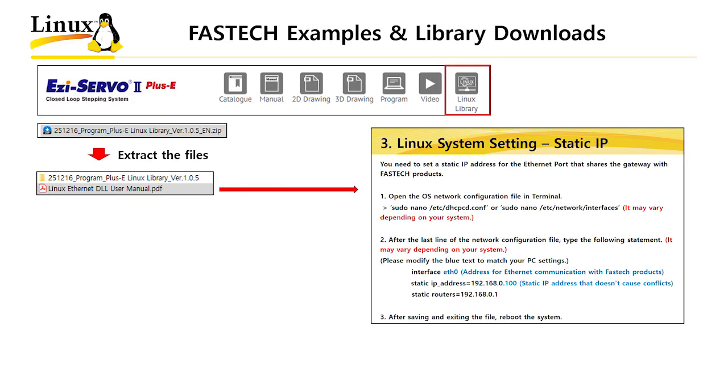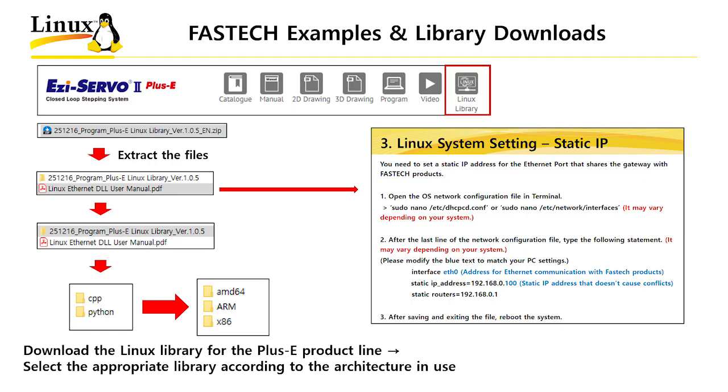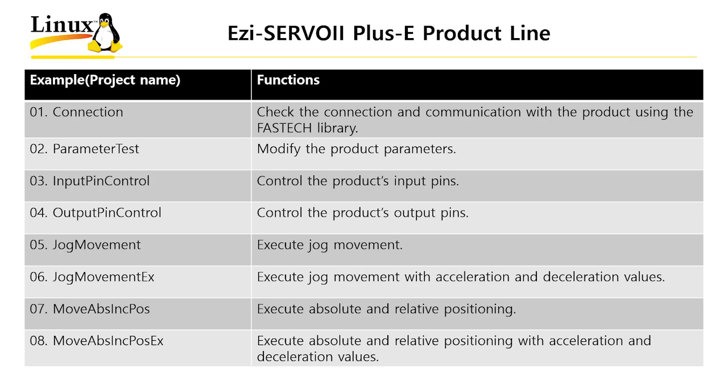To access the Linux DLL user manual, you can also download Linux example files that are compatible with a wide range of system architectures. These examples provided by FASTECH include sample code utilizing most of the APIs required to operate Ethernet-based products. Next, let's go over the available Linux library examples for each product.